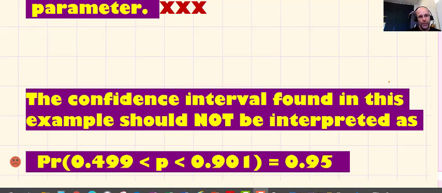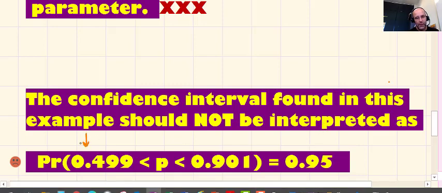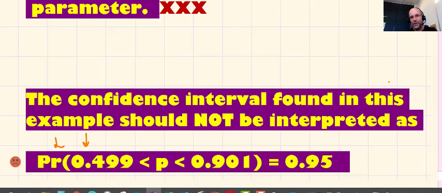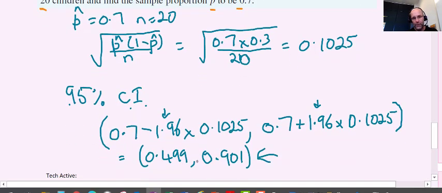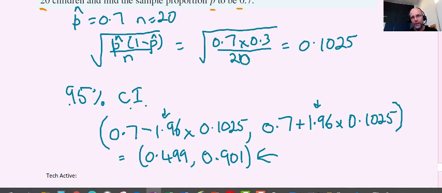And similarly, the confidence interval found in this example that we did in the previous video should not be written in the following way. See how it's got the probability there, and I'll remind you of the example we looked at in the previous video. It was this one here, and we had a 95% confidence interval regarding students who regularly use social media, primary school students, and we took a random sample of 20 and we found the sample proportion to be 0.7. We came up with an interval of 0.499 up to 0.901.